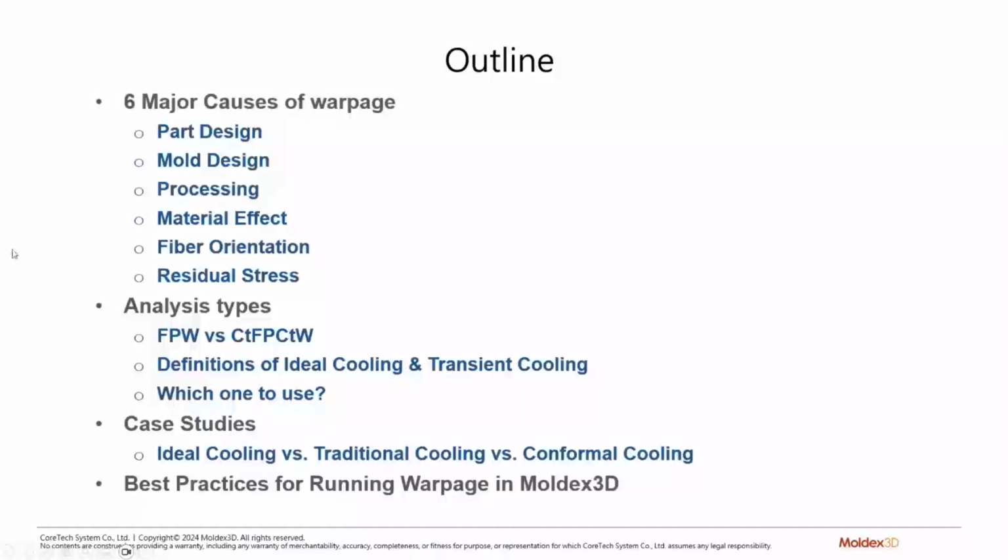So, the outline agenda for today. We'll be looking at the 6 major causes of warpage: part design, mold design, process, material effect, fiber orientation, residual stress. And then analysis types, FPW versus CTW. We'll be comparing those two approaches. Understand what is ideal cooling versus traditional cooling versus conformal cooling, and which one to use. Then we'll also look at case studies to compare them, and then finally wrap it up with best practices for running warpage in Moldex 3D.